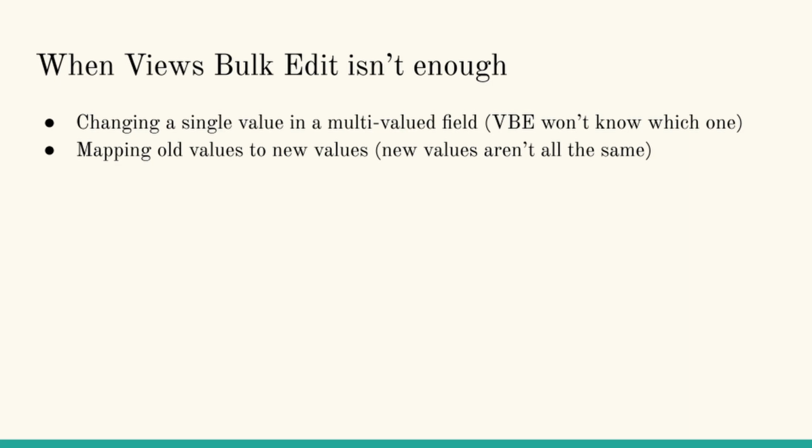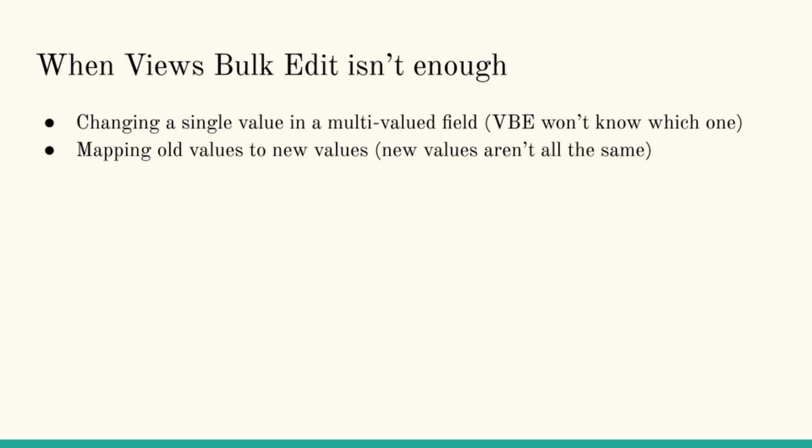And another thing that you can't do with it is if you have multiple subjects, and you want to change all values of a certain one to a different one, you can't do that with Views Bulk Edit, because as we saw before, you can either replace all the existing values with what we've got here, or append this new value to an existing list. There's no way to laser hone in on the one that you want changed and change just that one.